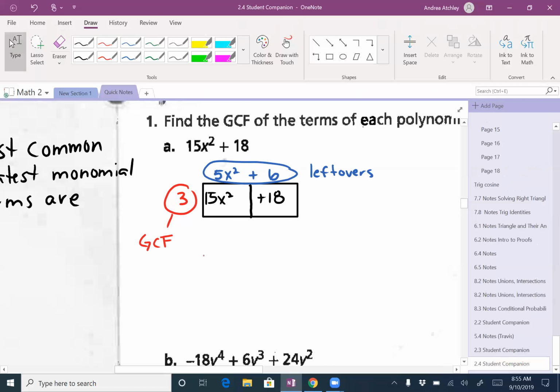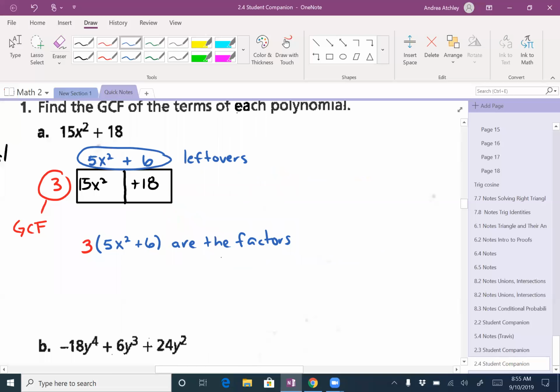So we have our factors, 3 times 5x squared plus 6, are the factors of the original problem, the 15x squared plus 18, because when I multiply these two together, this is my solution. The 15x squared plus 18 is my solution. Any questions over that? Okay, let's do another one.